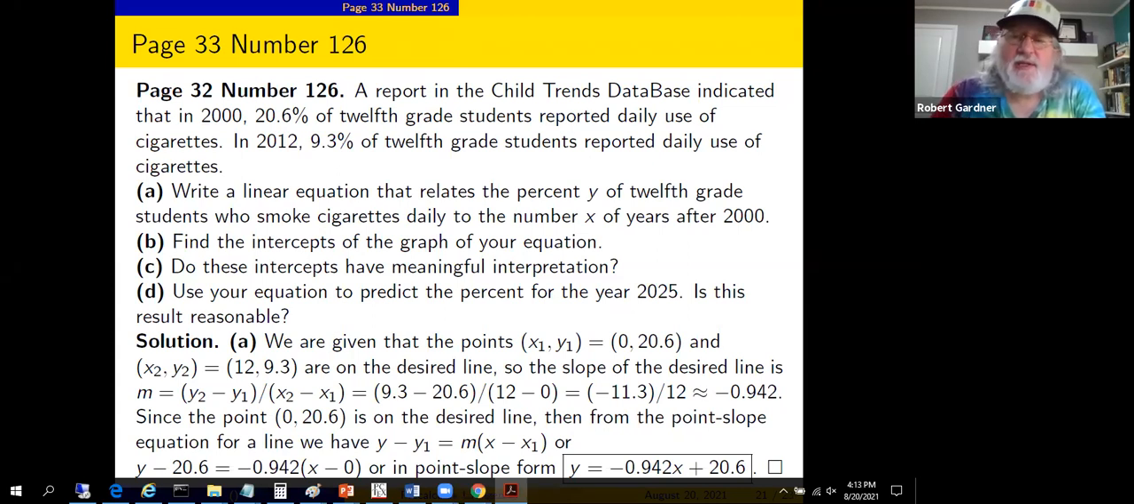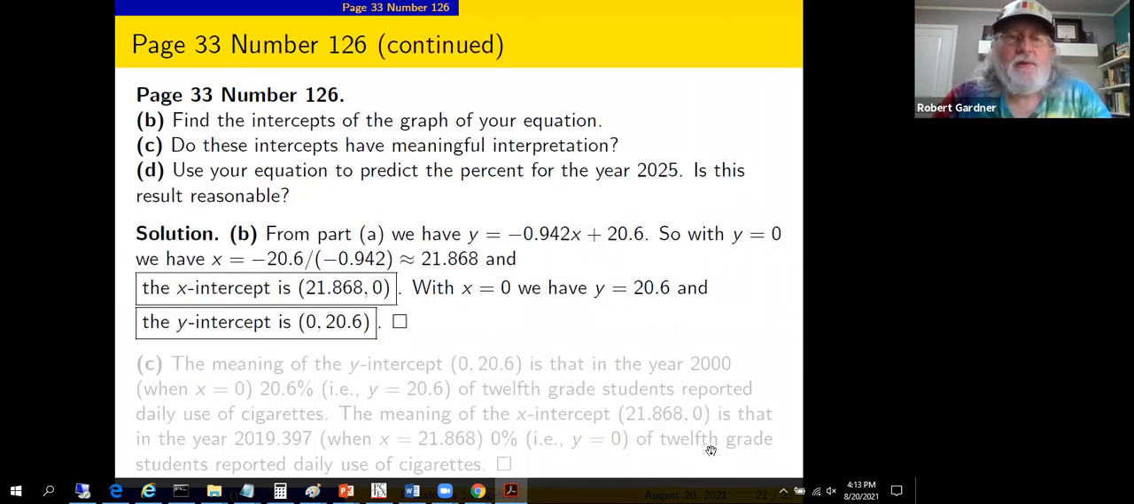Take the 20.6 to the other side. So that simplifies fairly clearly to this. So there's the linear equation that relates x and y. There's y in terms of x. Okay, we'll need this next. So we'll reproduce that. I've also reproduced the question on this slide.